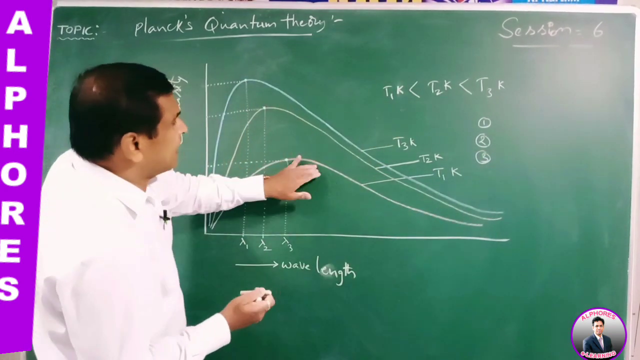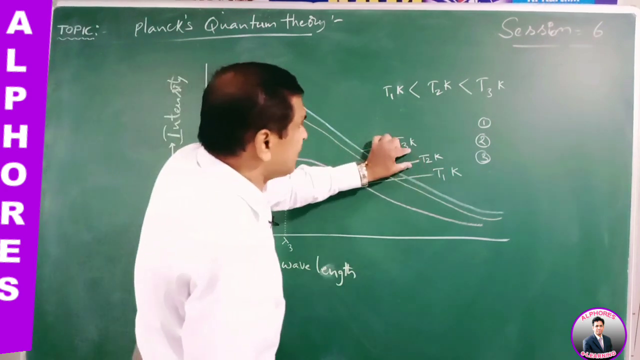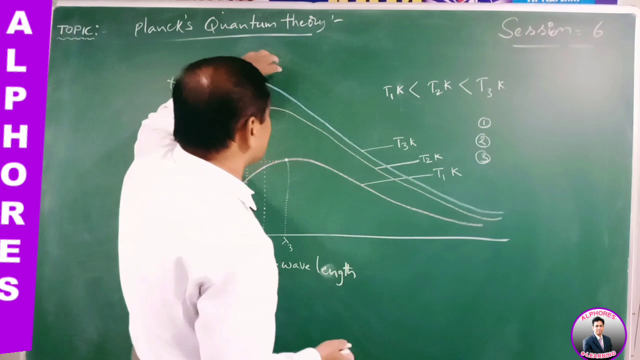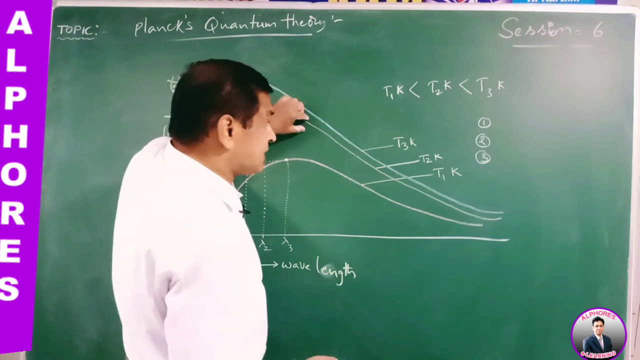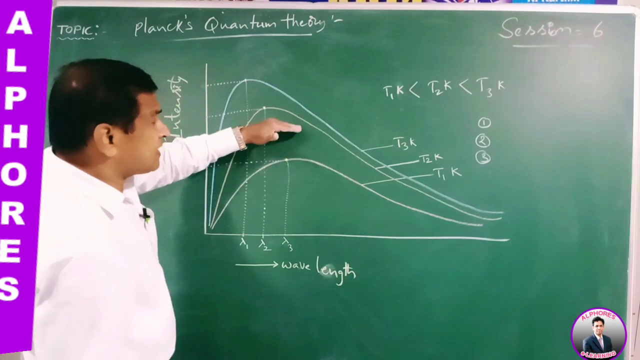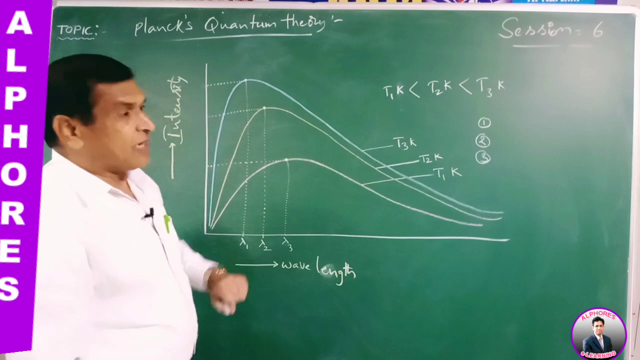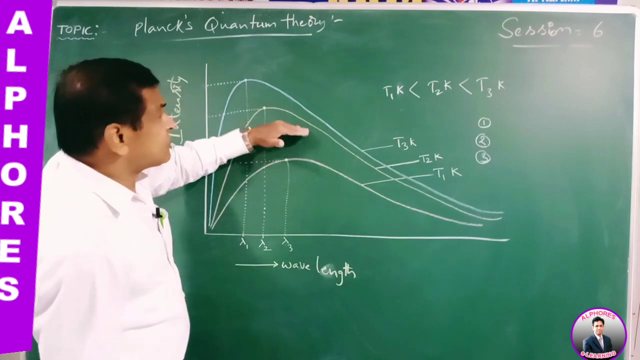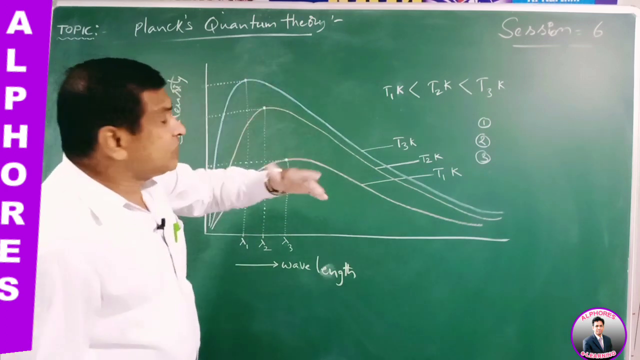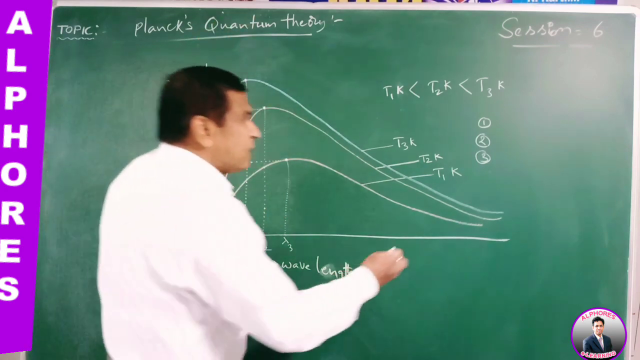Coming to the third point. As the temperature increases, T1 less than T2 less than T3. T3 is the higher temperature, T2 is a lesser temperature, T1 is still lesser temperature. As the temperature increases, intensity of the radiation energy increases. That means the height of the graph increases.